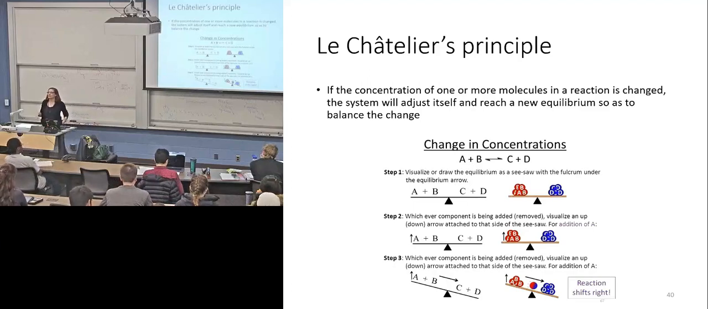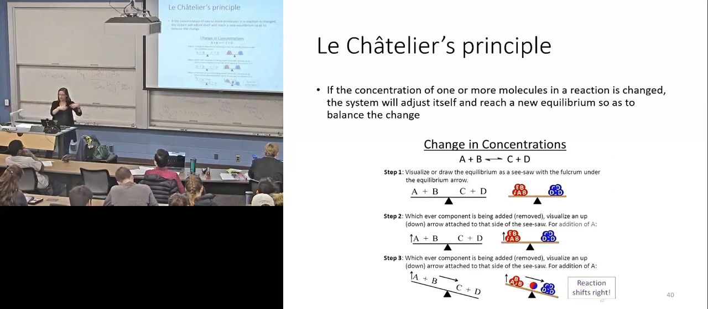But the right thing to do is if you have more of a reactant, then you're going to drive the reaction forward to try to make more products to get back to the equilibrium you were at before. Alternatively, if you put in more product, you'll drive it back towards making more reactants to get it back to where it was before.